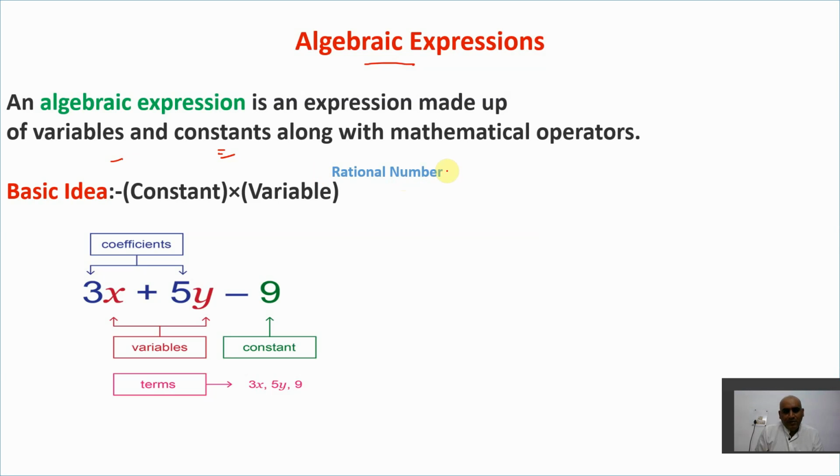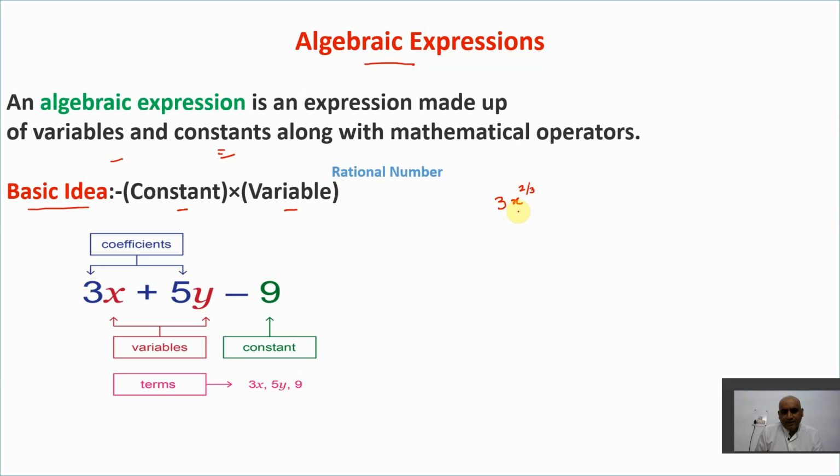So how do I take it in the mathematical form? Let's understand this. This is the basic idea of an algebraic expression: constant multiplied by variable, constant multiplied by variable to the power rational number. Now, what do I mean by it? Let's take one very simple example. Let's say I write 3x to the power 2 by 3.